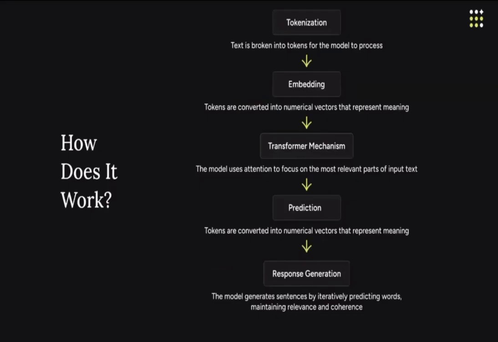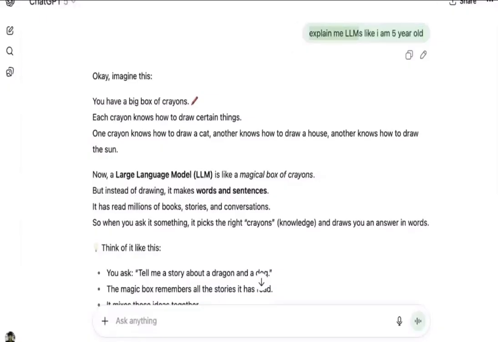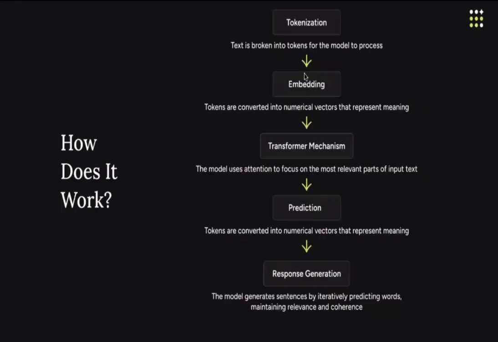And this is how, when you give the input, explain LLMs like I'm 5 year old, it breaks it down into tokens. It converts them into something called embeddings, which are numerical values. Once it has converted them into numbers, it does something called the transformer mechanism, which is the attention mechanism, where it focuses on the right words. And then once it understood the task, it predicts the next word, one word at a time, and puts the whole response together and gives you the output. This is how AI actually works in the backend.